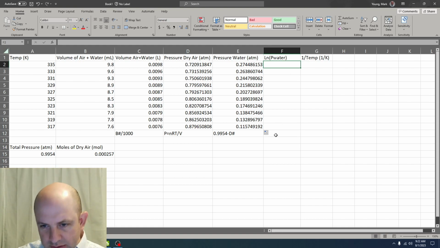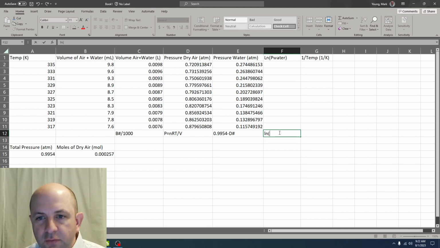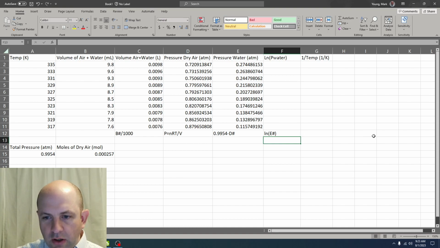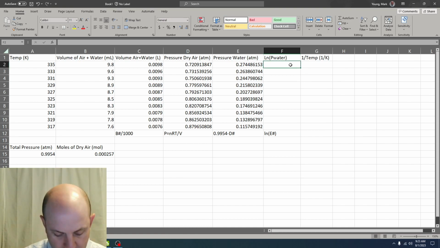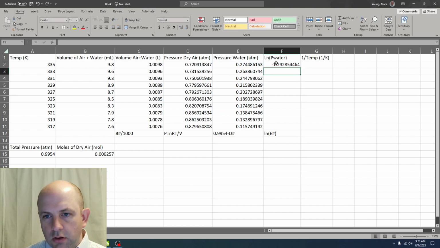All right, now for natural log. So for this one, it's just going to be natural log of, what is that? The E column, so E number. Just so we know, okay, where did we get it from? So equals ln, and you see there's the function, which is what we want. So you can click on it or you just leave it there, but ln parentheses, and then our E2. Hit enter, and we get negative 1.29.